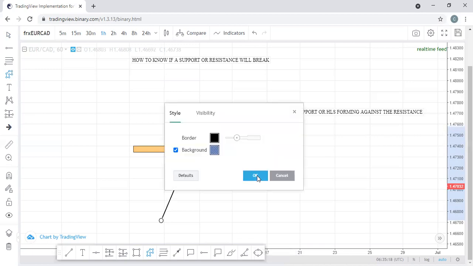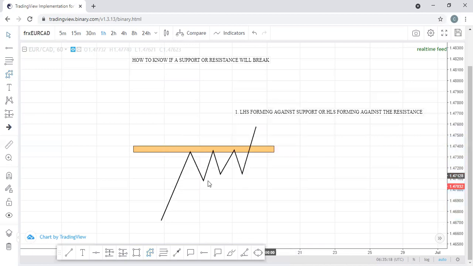It's forming a series of higher lows against this level. You see this kind of formation: come here, tap it, come here, tap it, come here. It's eventually going to break it. This is another way you can know if a support or resistance is going to break. You want to see these lower highs and higher lows forming against the support or resistance.